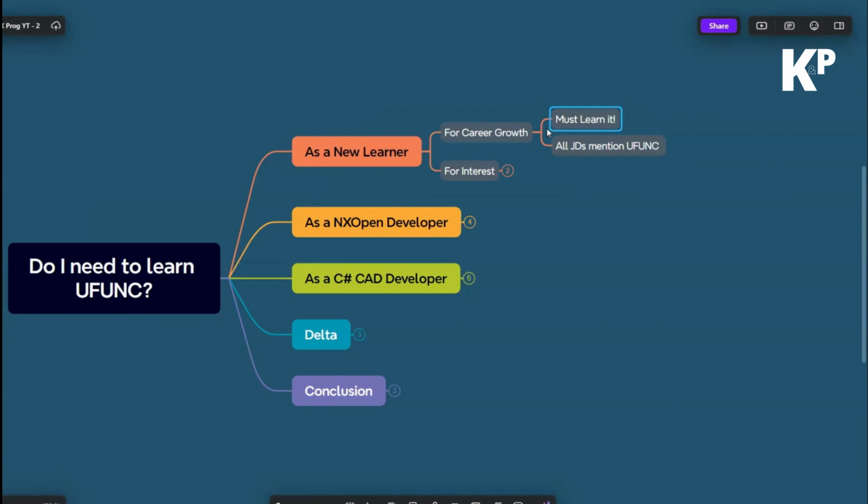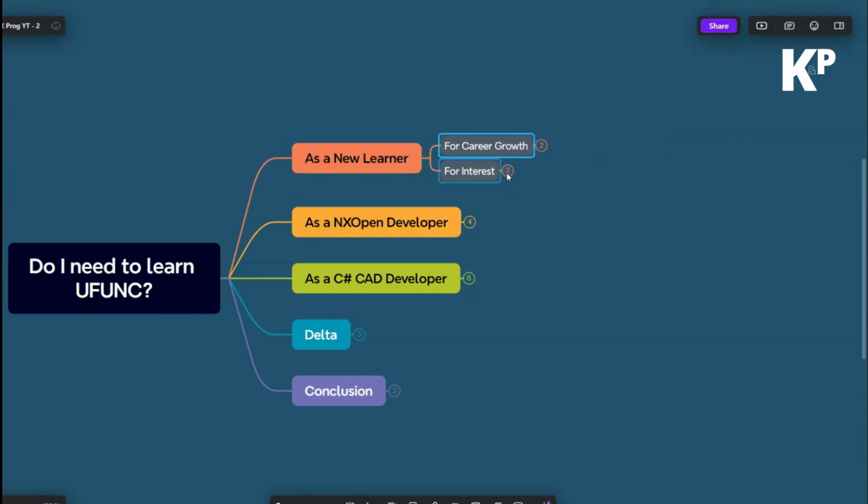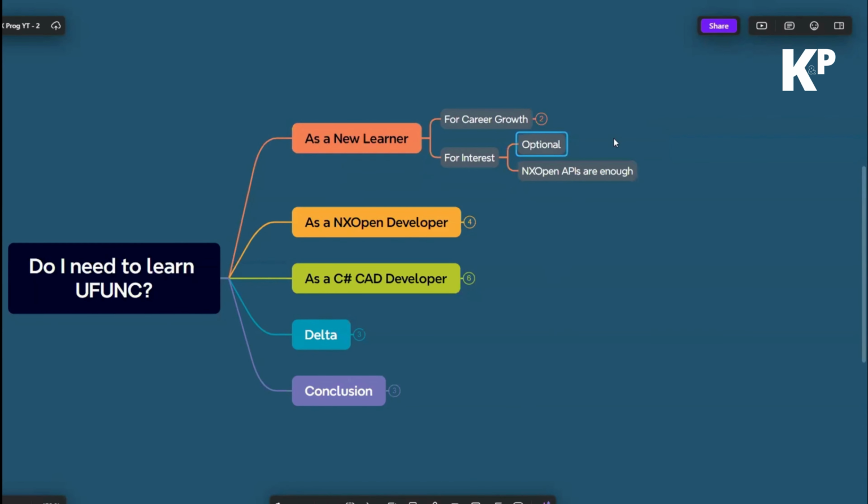But if you are considering learning UFUNC for your interests, then it becomes purely optional for you, because the NXOpen APIs library is enough of a source of APIs, and this is why you can ignore learning UFUNC. But again, if you want to see what UFUNC is, how it works, and what APIs you can use as an alternative to NXOpen, you can definitely consider it. But if your learning is for your interest, this becomes purely optional for you.